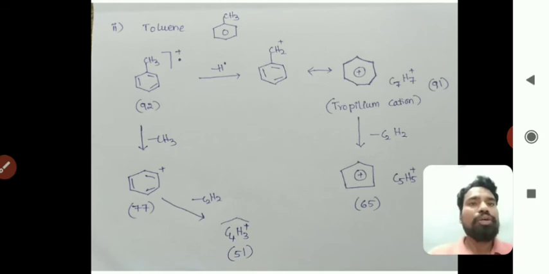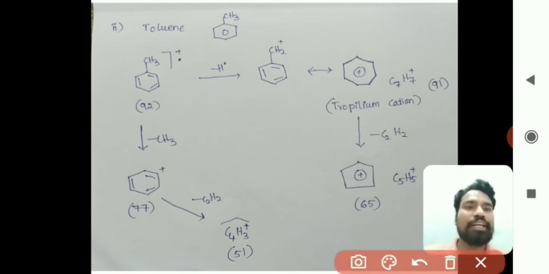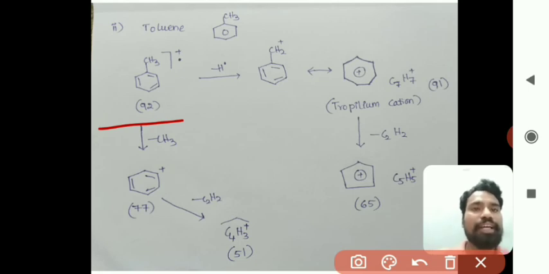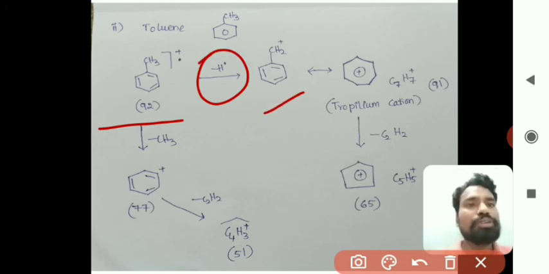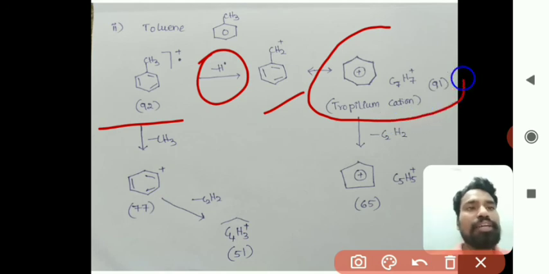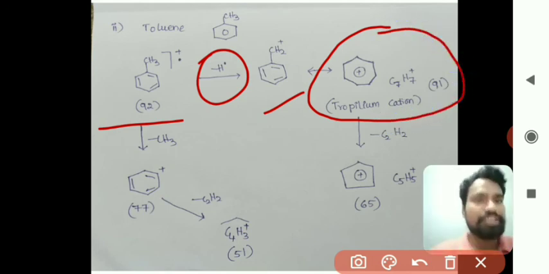Next is toluene. Toluene is an alkyl benzene, nothing but methyl benzene. So in the case of methyl benzene, how would the fragmentation process be? This is the methyl benzene radical cation. By losing a hydrogen radical, it forms the benzyl carbocation. This benzyl carbocation, on resonance, is converted into the tropylium cation, that is C7H7+.